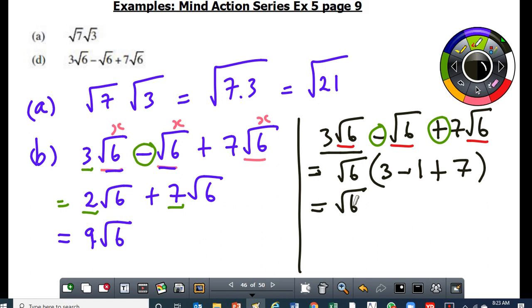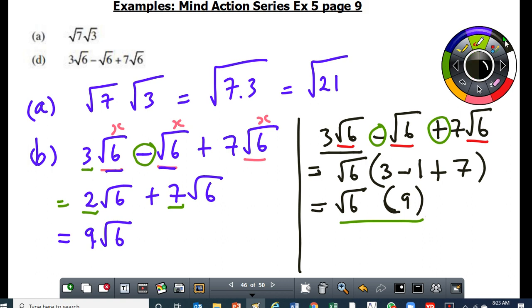3 minus 1 is a 2. Plus 7, you end up getting 9. Now, generally, when you get to this point when you're dealing with surds, the integer must be in front of the surd. So, I can write my final answer as 9 times square root of 6, which is exactly what I got there. But here I was adding like algebraic terms. Is it better now?